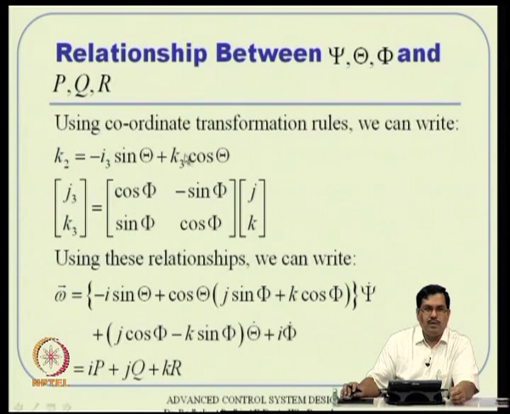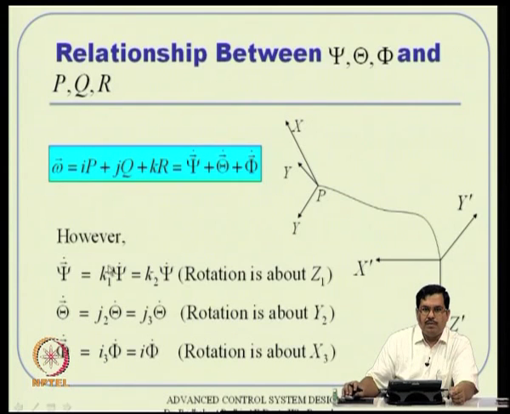Similarly, you can write it in terms of theta also. That means i2 and k2, with theta between x and z, remember that. So a similar relationship will pop up for i3 and k3. I need only the k2 component, so I have just taken out that one. Now, j3 and k3 are given like that. Using this relationship, this entire vectorial expression I can represent like this: k2 times psi dot plus j3 times theta dot plus i3 times phi dot.